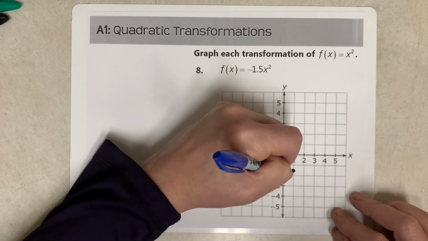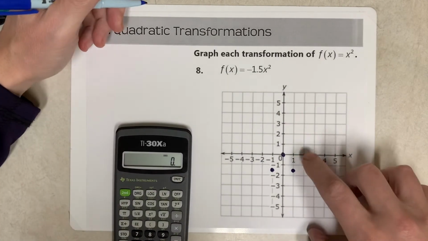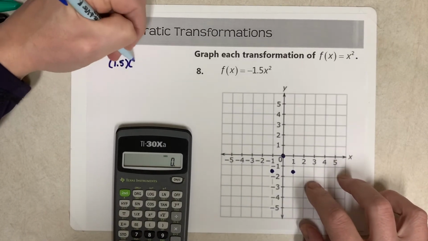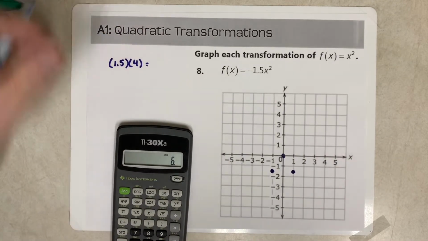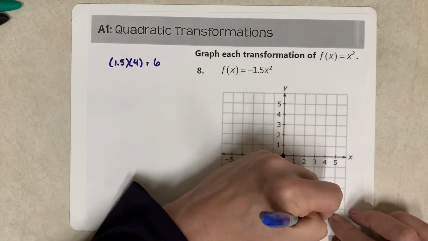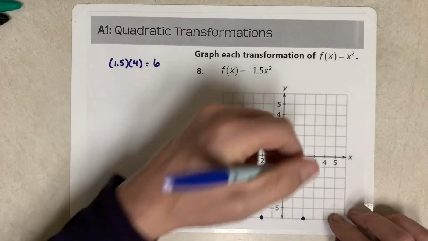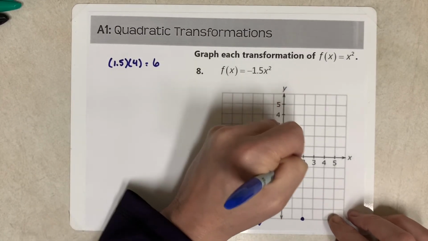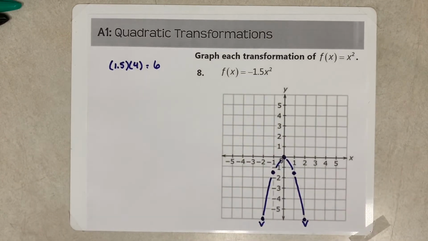The first one's the easiest. All right, now it used to be over 2, down 4, but now we have to take 1.5 of that. So 1.5 times 4 is 6. So we're going to go over 2, down 6. And we did get a little narrower, didn't we? So that's all I can fit on there. And that's a good looking graph right there.